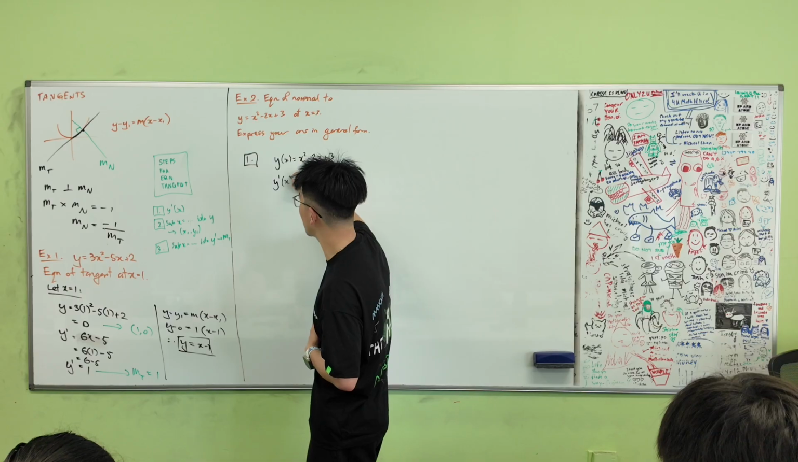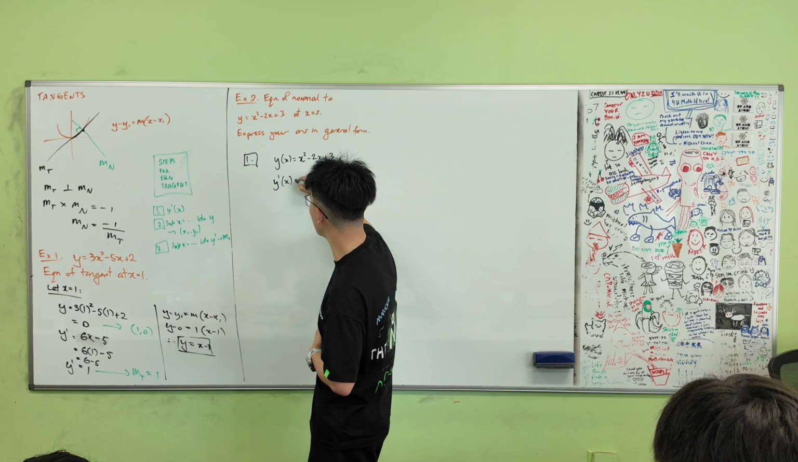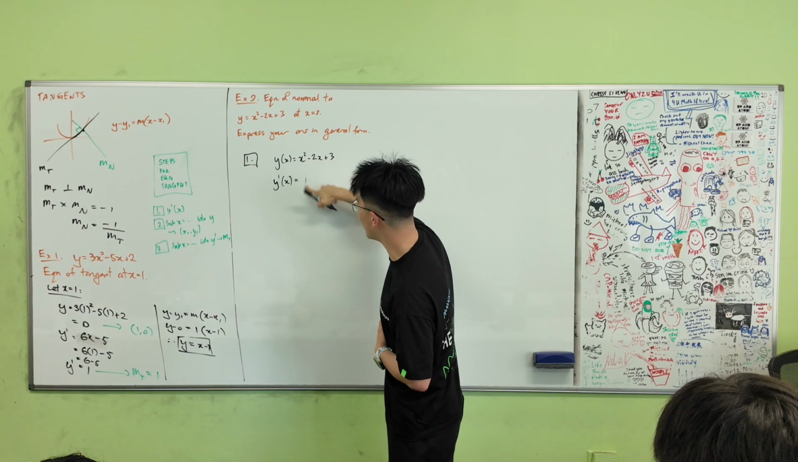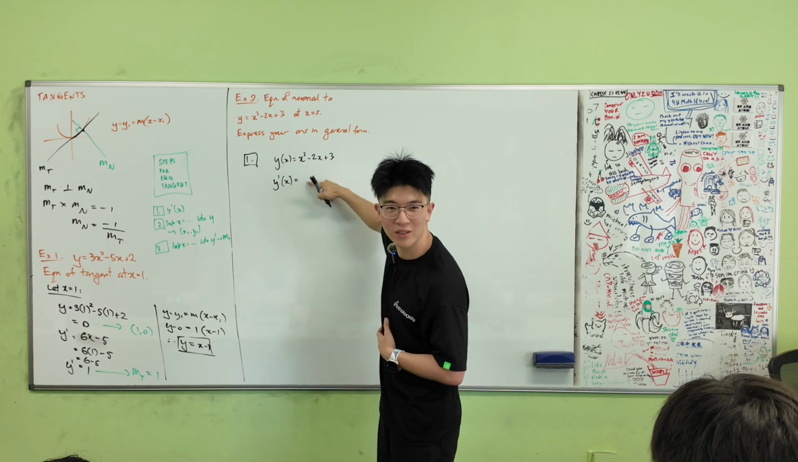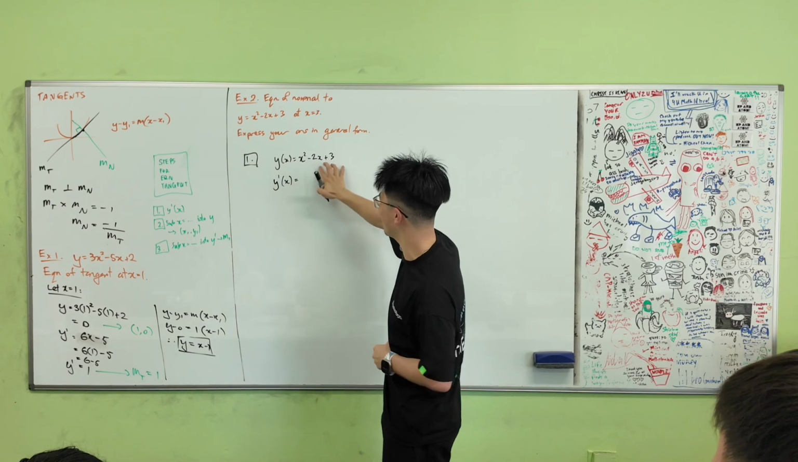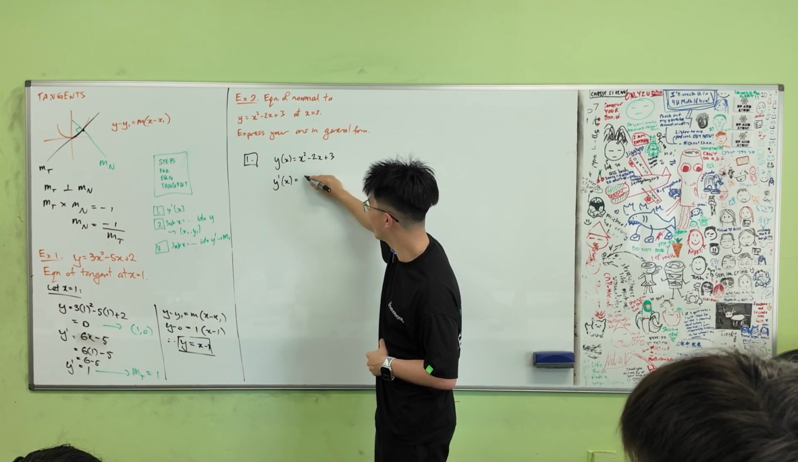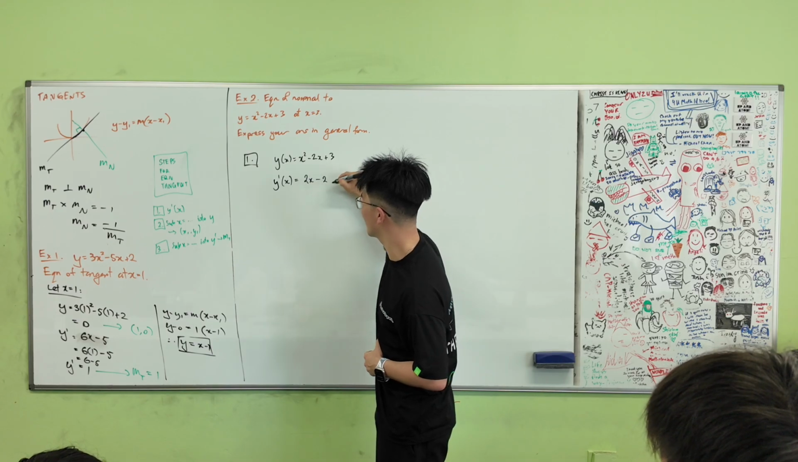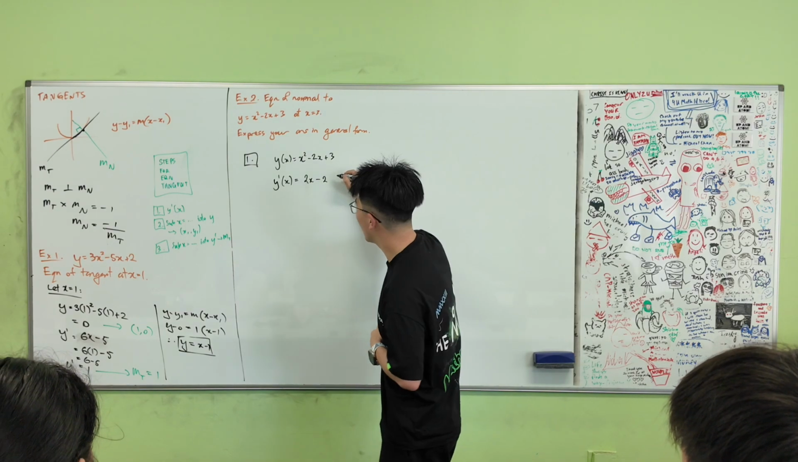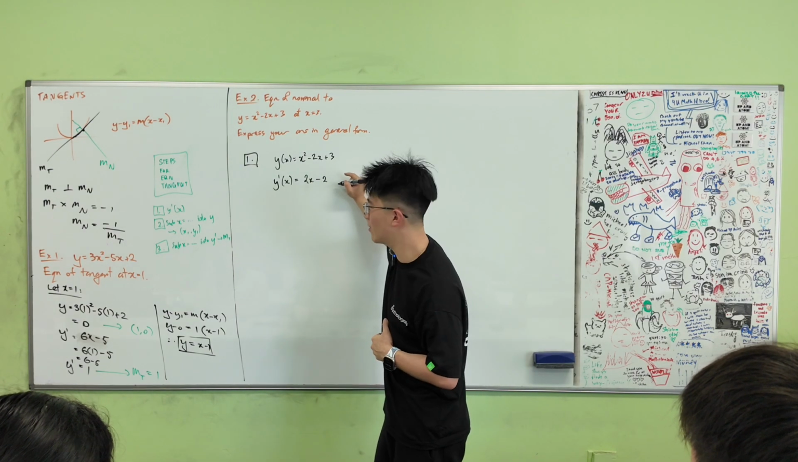Now, when I differentiate, I'm just going to keep the x there as well. So y dash x is diff of x squared. Actually, let me pick on someone. Vincent, how do you differentiate this? It's 2x minus 2. Very good. Awesome. Okay, now, I found the derivative.